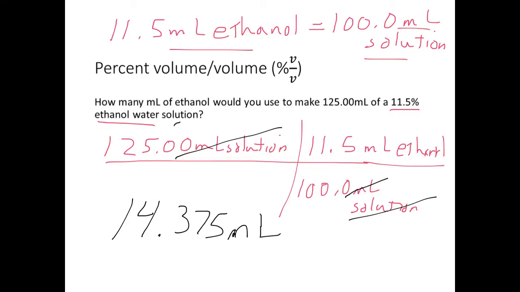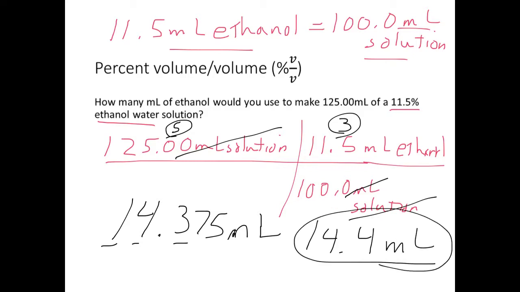We've got 5 sig figs there, 3 sig figs there. So we're going to go with 3 sig figs, 1, 2, 3: 14.4 milliliters of ethanol. Chemistry is easy, life is hard.